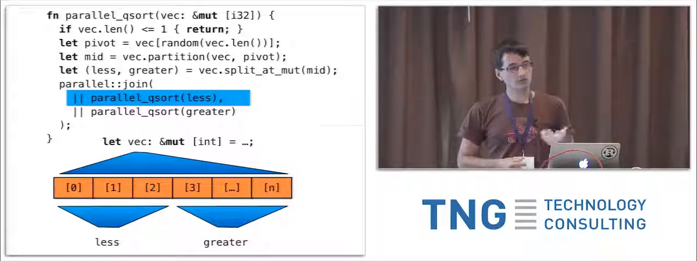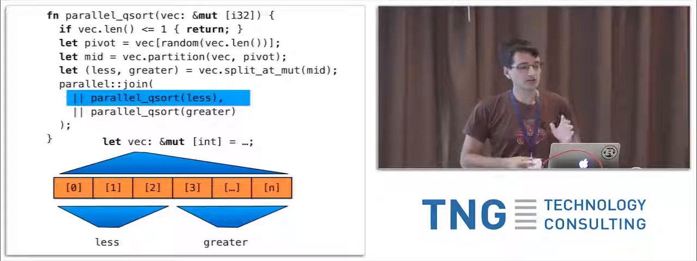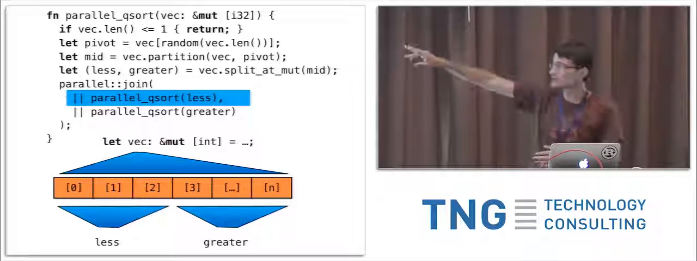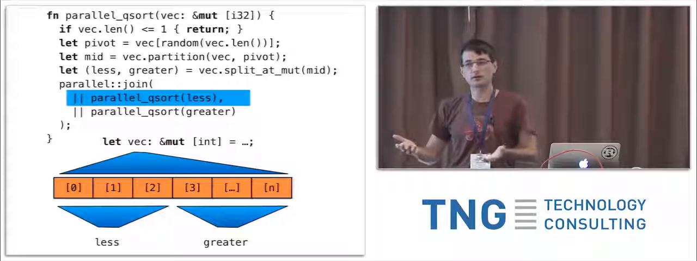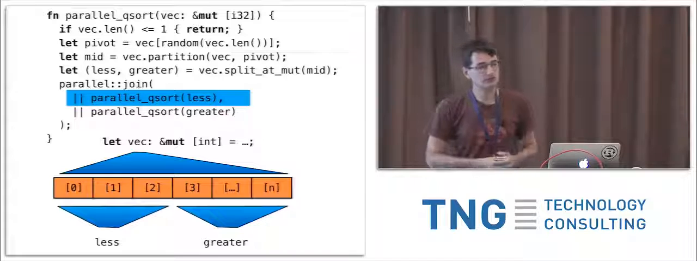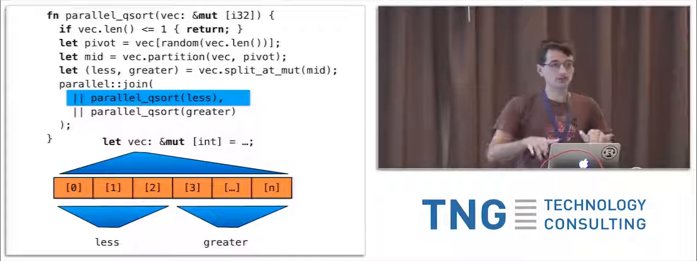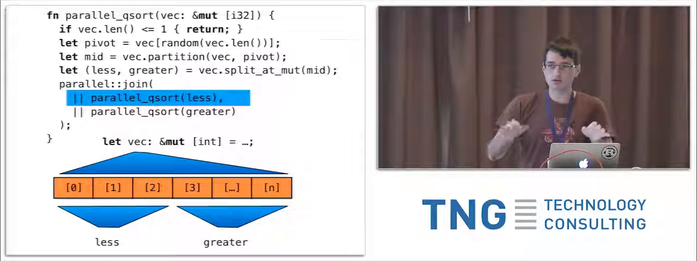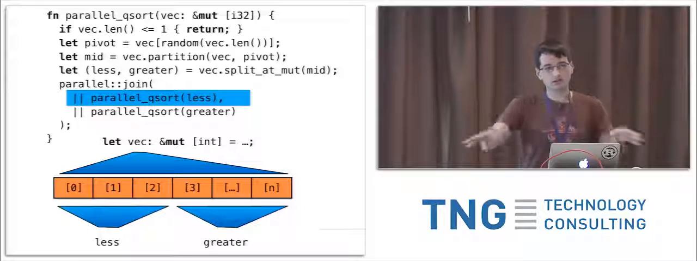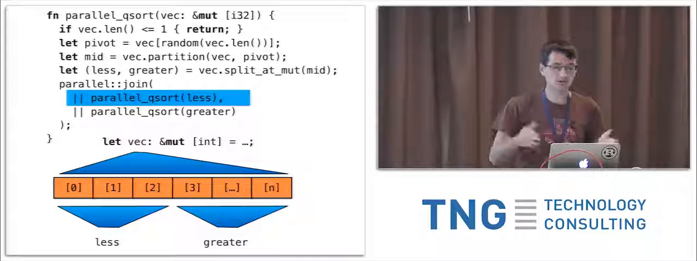This is safe to do, and the reason that this is safe is because we can be sure that once these two closures have returned, there are no outstanding references to the stack data. So we can safely say that we can execute this in parallel, these two disjoint slices, and we still have mutable access to them. We can pass it off to multiple threads.